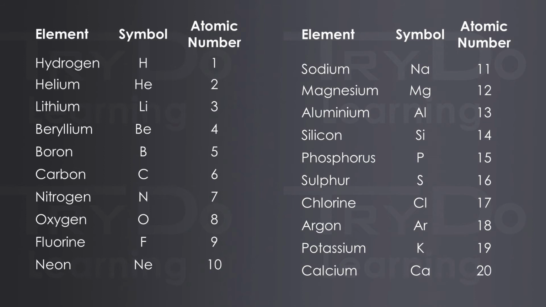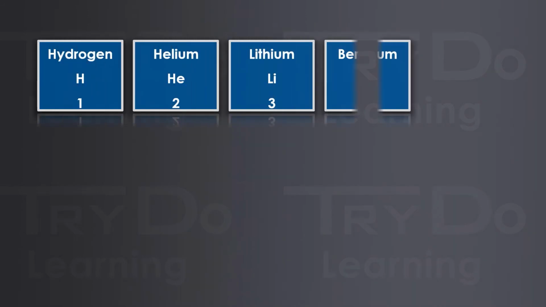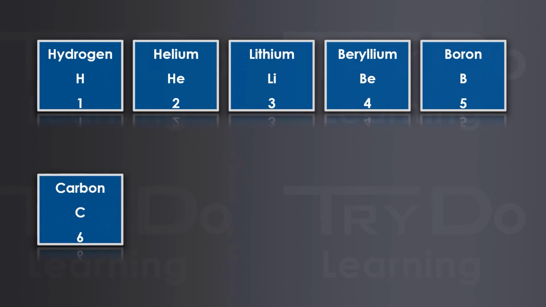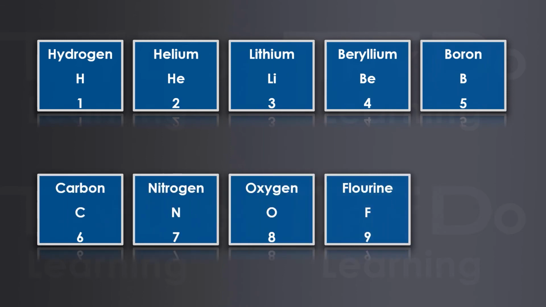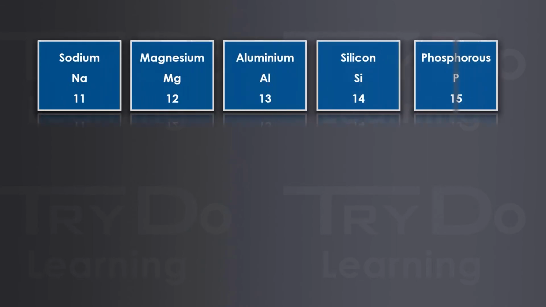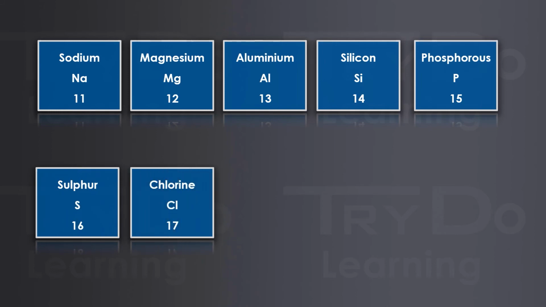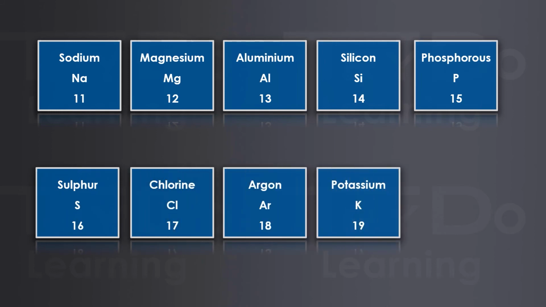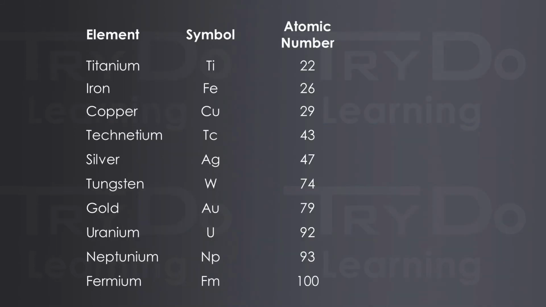We shall just repeat the names of the elements because the atomic numbers are given in order from 1 to 20. Hydrogen, helium, lithium, beryllium, boron, carbon, nitrogen, oxygen, fluorine, neon, sodium, magnesium, aluminium, silicon, phosphorus, sulfur, chlorine, argon, potassium, and calcium. Now we shall see the atomic numbers of some other elements.